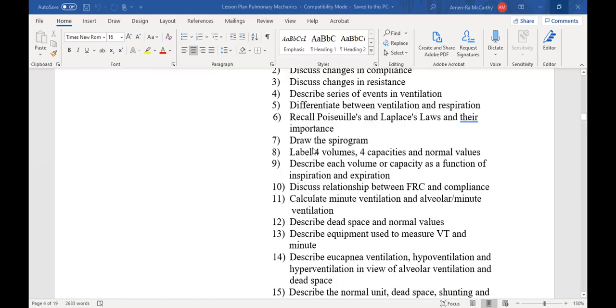All right? You're going to be able to draw the spirogram that's on the board by heart, labeling the 4 volumes, 4 capacities, and their normal values. Describe each volume or capacity as a function of inspiration and expiration. Discuss the relationship between the FRC and compliance. They go hand in hand. If you have an increase in compliance, you have an increase in FRC. A decrease in compliance, you will have a decrease in FRC. They are directly related. FRC and compliance are directly related.